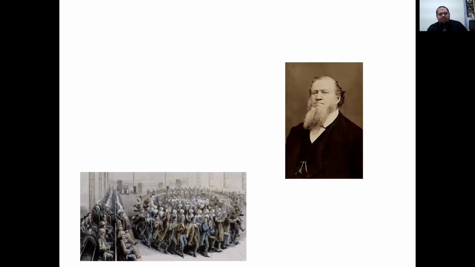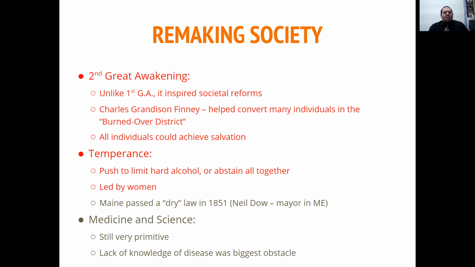I believe this is Joseph Smith on the right. And here you have, I think this is a Shaker, because they would also get up and dance. Shakers, shaking and moving. Okay, the Second Great Awakening. Need to know it because it is different than the first one.